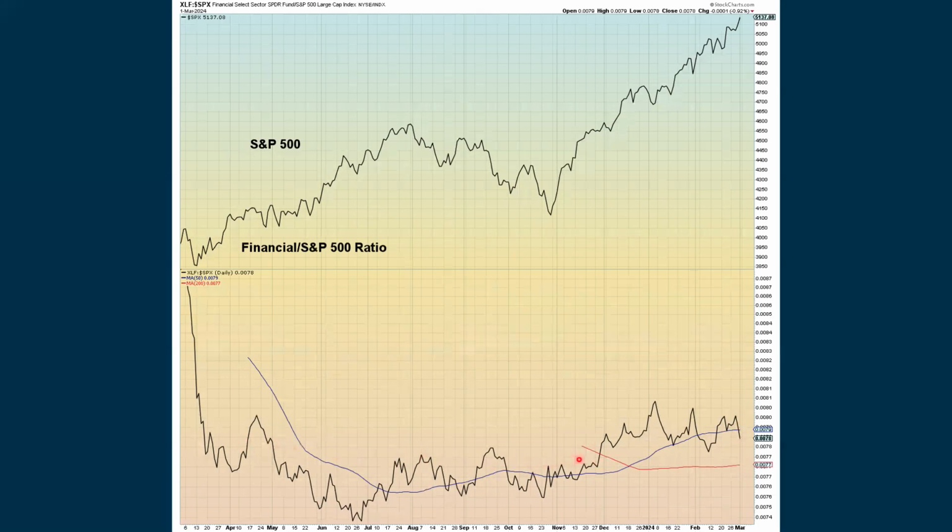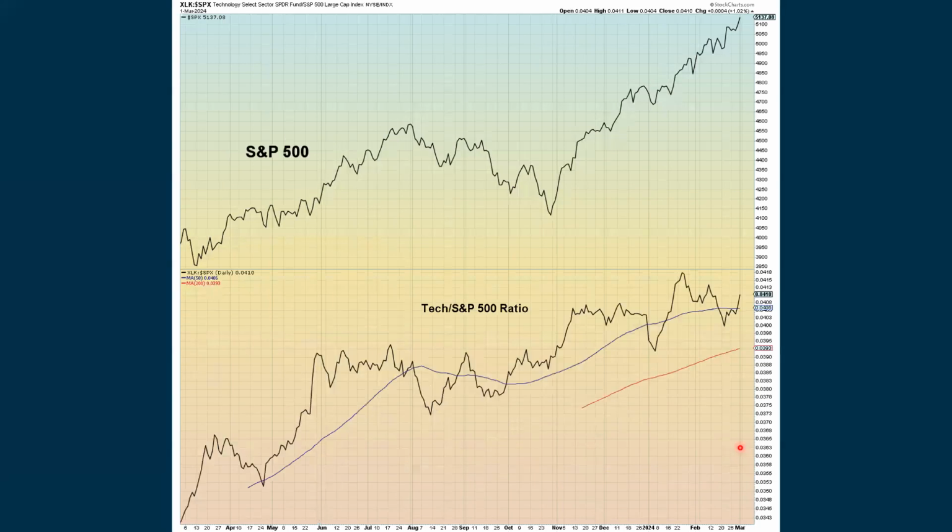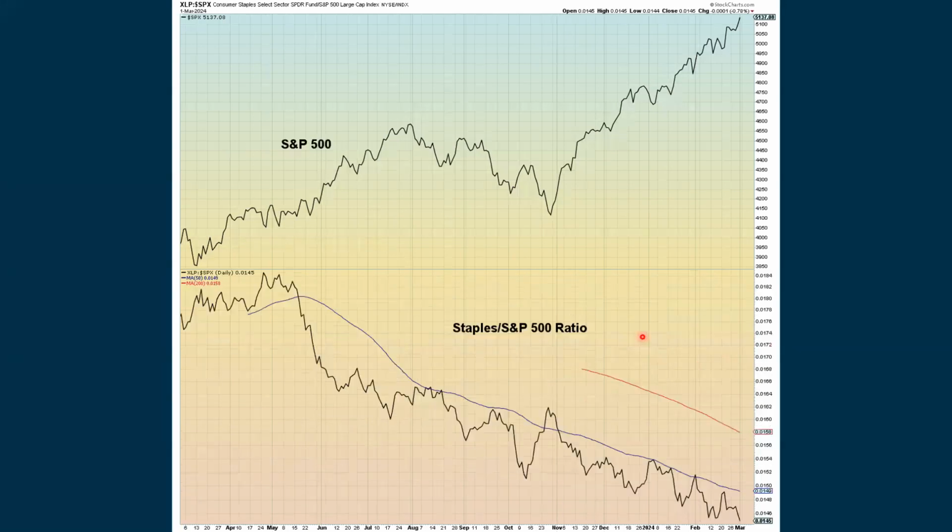We've been chopping more or less sideways. Things were starting to look more positive here, but then we got that news, and we've been kind of having a little bit of difficulty lately. Industrials, which had a pretty good week, are still in a longer-term downtrend, but they have been showing some improvement. The tech sector, another strong area, continues to outperform the S&P. Staples are underperforming the S&P.